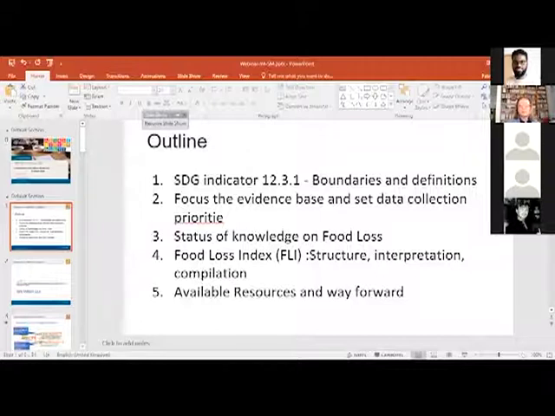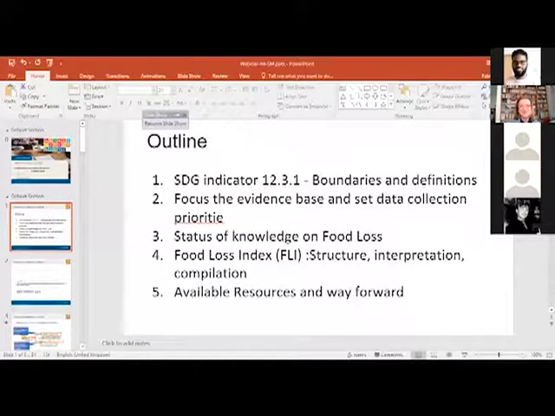And this is what Rosa had started to talk about when she highlighted the need for carrying out value chain analysis to identify the critical hotspots and the causes of losses. So that information is paramount to be able to focus data collection where it matters, where an intervention matters.